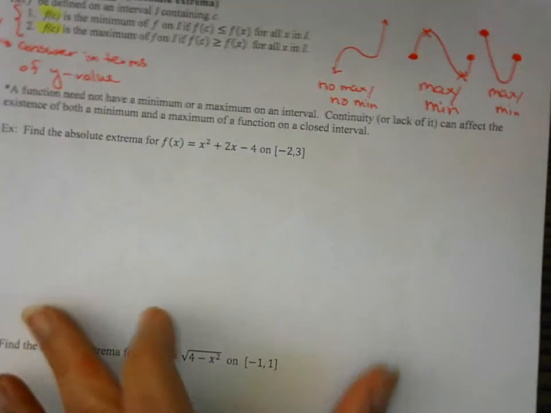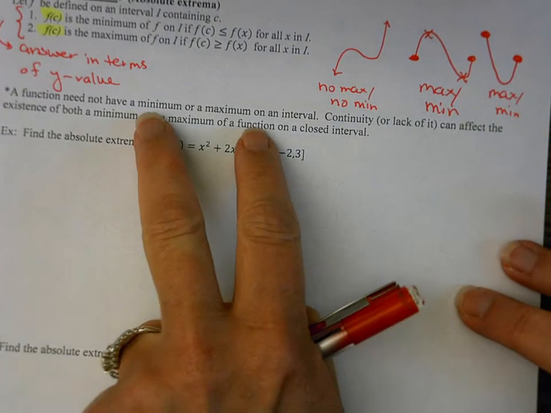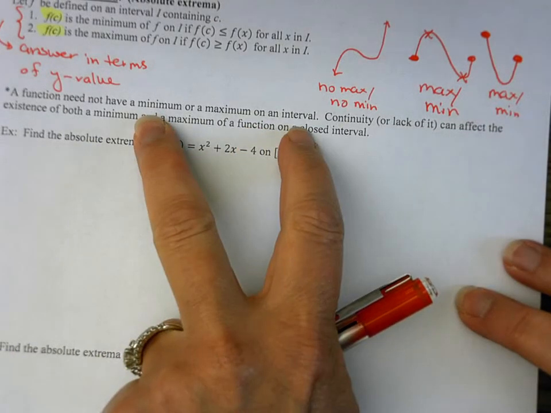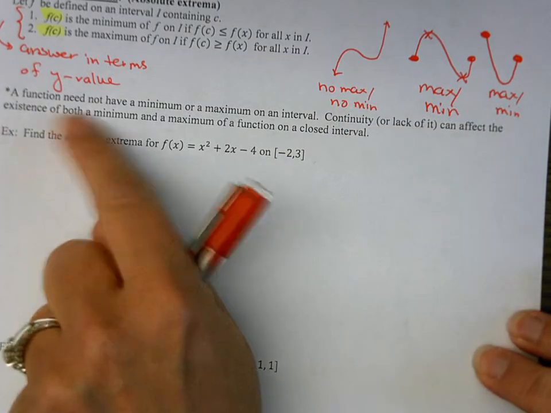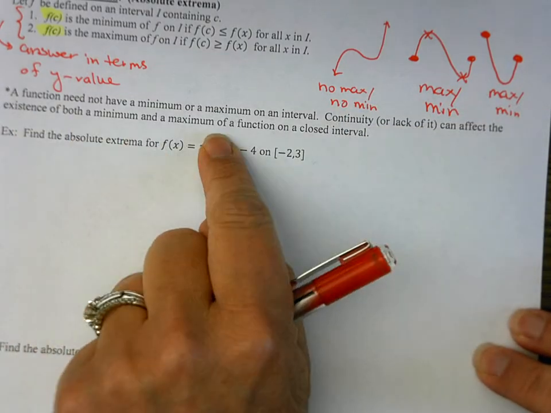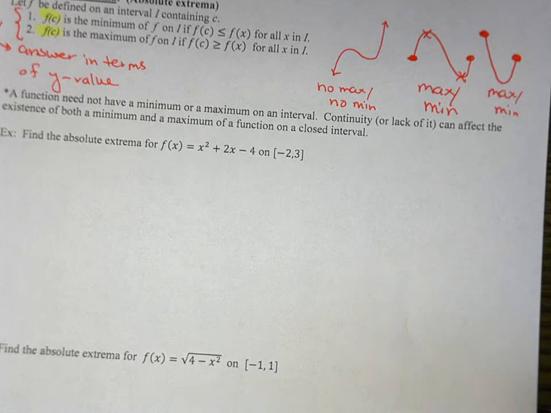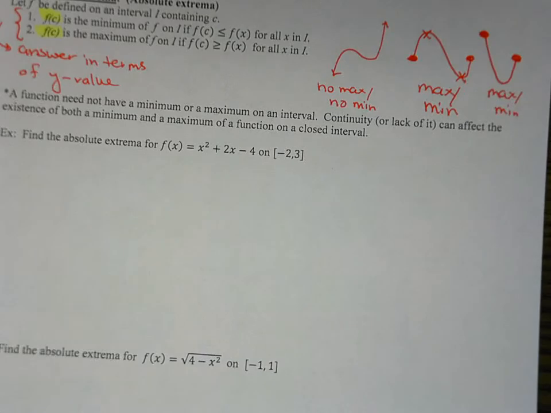All right, so a function does not have to have a max and a min on the interval, whatever the interval is. Continuity, or lack of it, can affect the existence of both a maximum and a minimum of a function on a closed interval, or just if it goes to infinity, right?